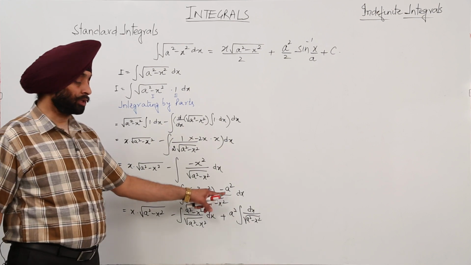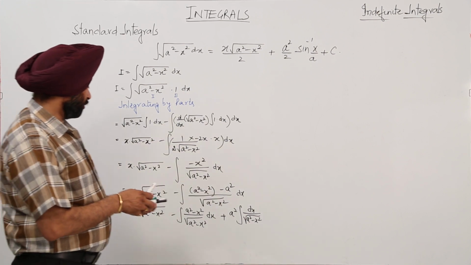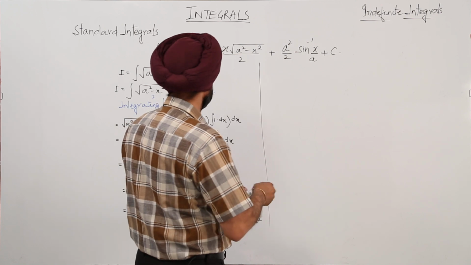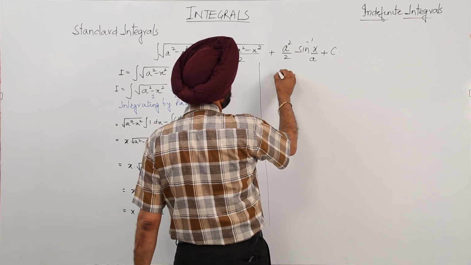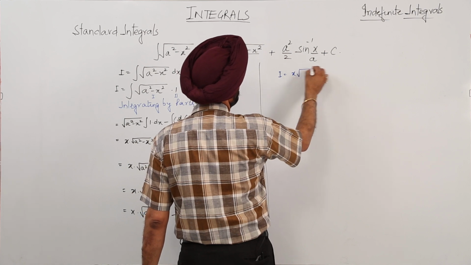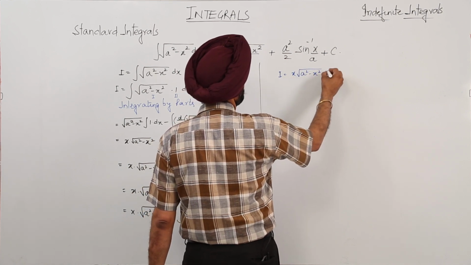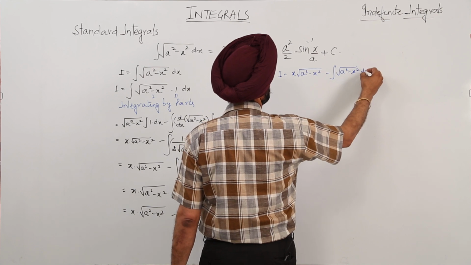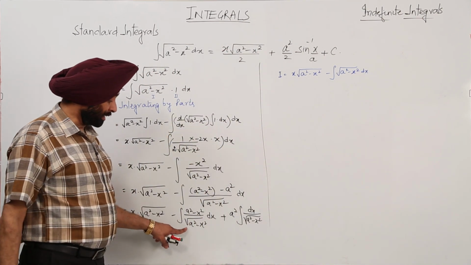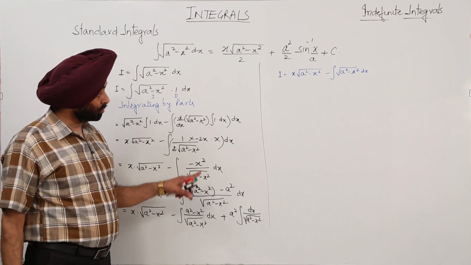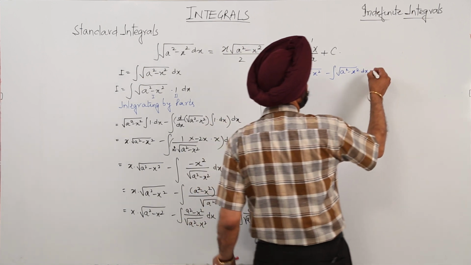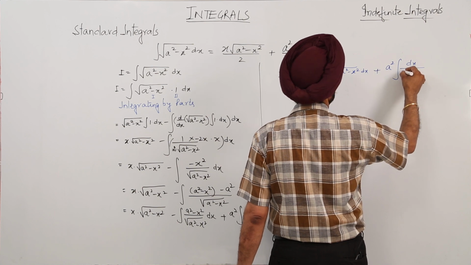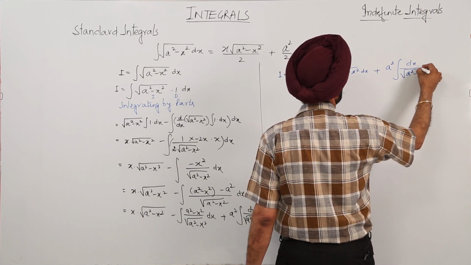Now this negative and this becomes positive. Now we are having, next is, x square root of a square minus x square minus integration of square root of a square minus x square dx. Now this term cancelling upper portion, we are getting integration of square root of a square minus x square dx plus a square integration of dx upon square root of a square minus x square.